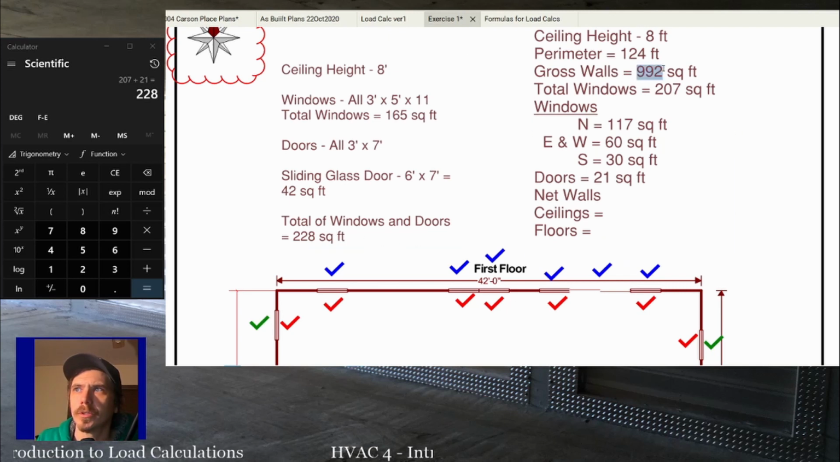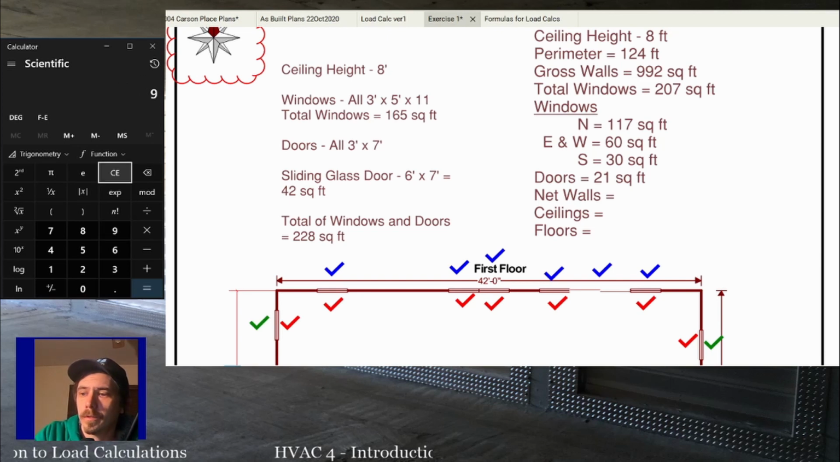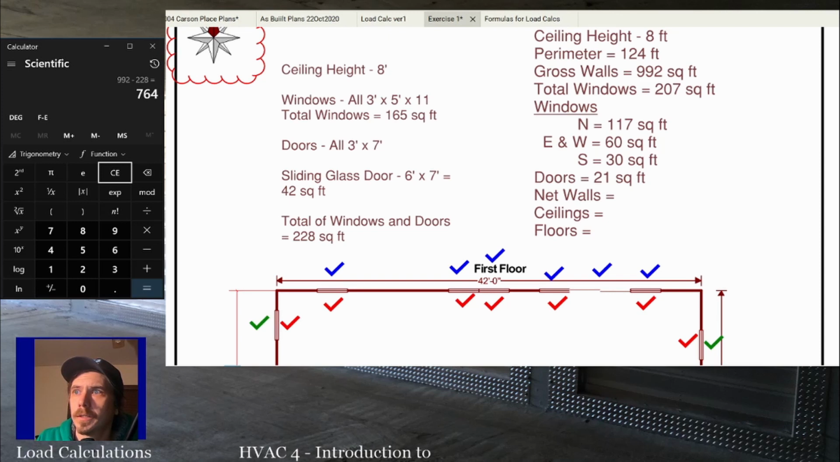So we take the gross walls, which is 992 square feet, minus our total of windows and doors, which is 228, and that will give us the net walls. That's how much of the wall is actually the wall, right? It's how much area we have of actual framing, siding, insulation, and whatever else that wall is made of, because the rest of the gross wall is windows and doors, and that's not part of the assembly we're trying to calculate. So 992 minus 228 is 764. Do it again to make sure we get the same number: 992 minus 228, 764. So our net walls are 764 square feet.